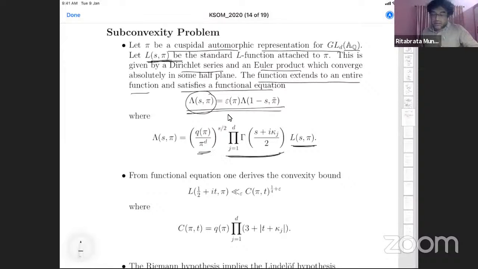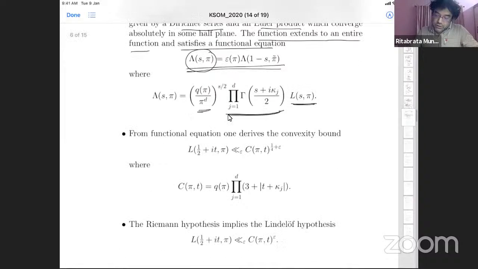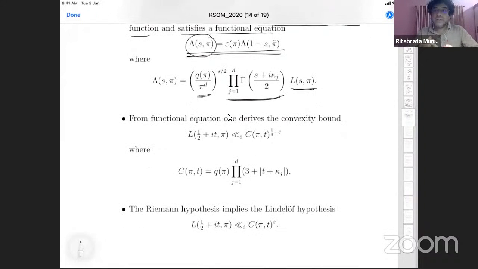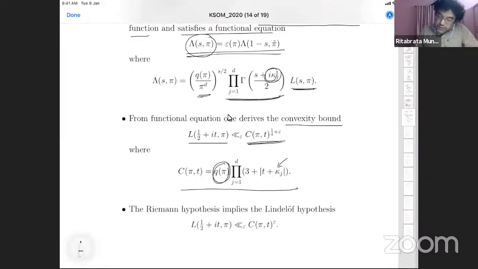Then, from the functional equation, in the subconvexity problem you are interested in bounding the L-function inside the critical strip. From the functional equation, you can get what's called a convexity bound, which says that the L-function at the point t on the central line is bounded by the conductor to the power 1/4. The formula of the conductor involves quite a few things. One is q_pi, the level of the form pi, and it also involves the spectral parameters kappa_j, which appear in the gamma factor, and it also contains t, the location of this point on the central line.